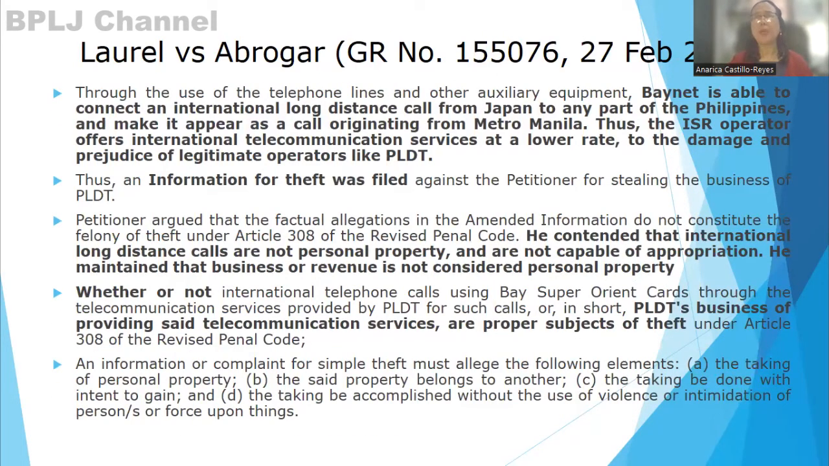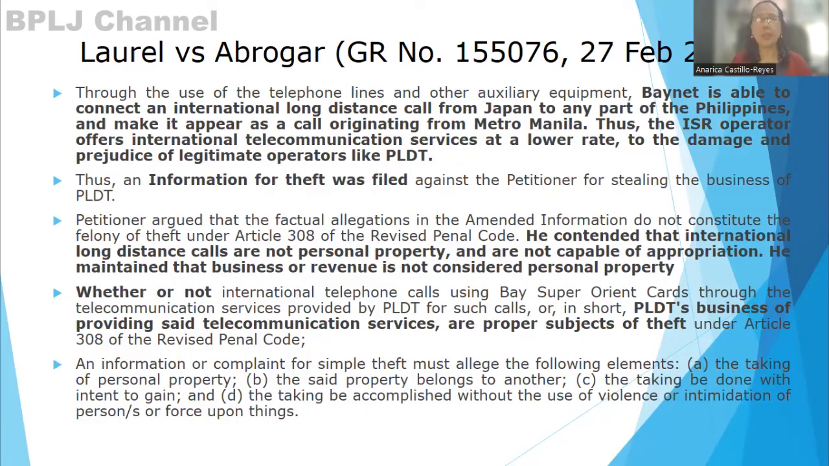Okay, so let's go to another case. How about the business of providing telecommunication services? Can it be the proper subject of theft? Because in US versus Carlos, the Supreme Court held that what is important is that the property can be appropriated by someone other than the owner. So in that case, electricity was held to be the proper subject of theft. Now, can the business of providing telecommunication services be considered as a proper subject of theft?